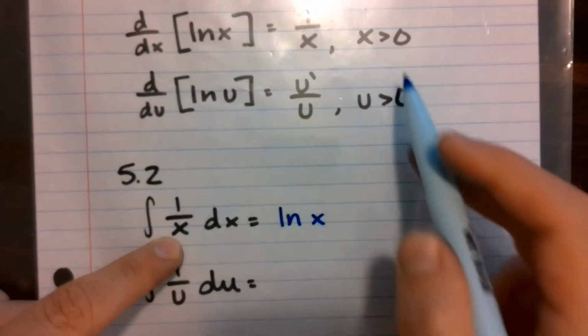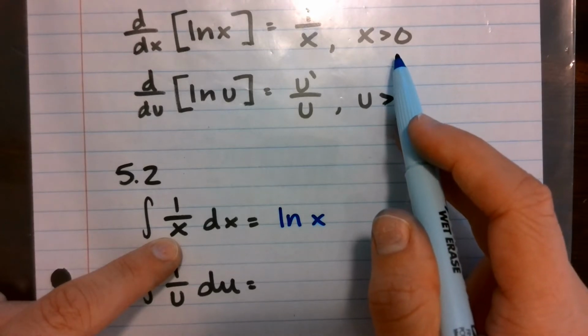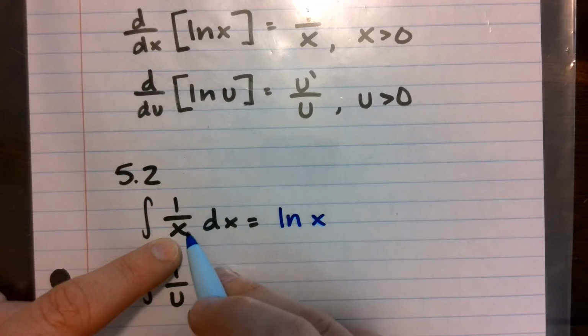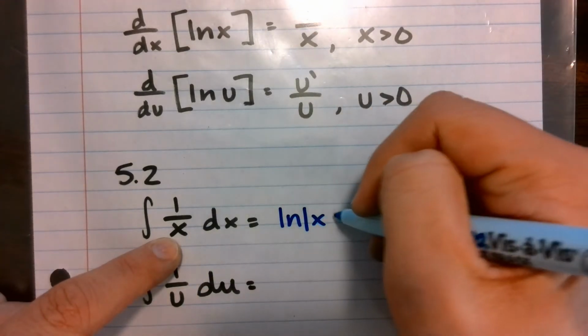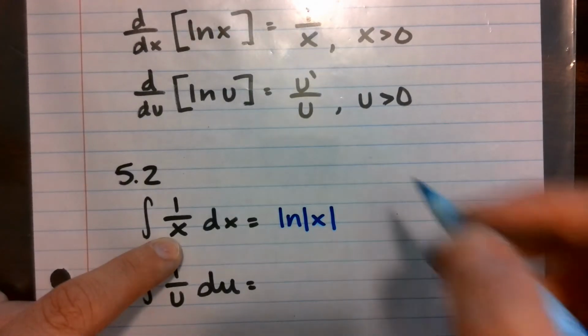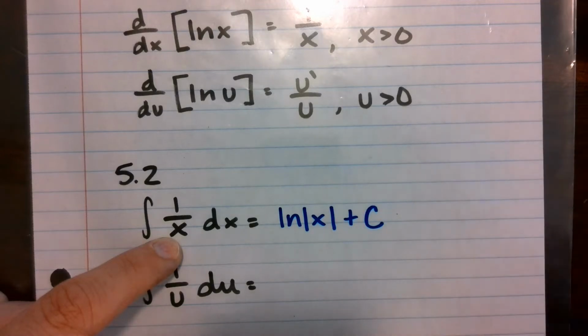But then I still have this issue of making sure that the domain makes sense. And they won't always guarantee with this that the x was greater than 0. So what we're going to do is just make sure that the x is greater than 0 by saying that it's the natural log of that x. And then always plus c.